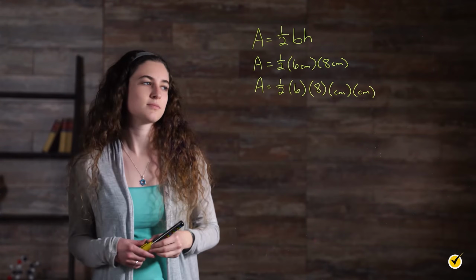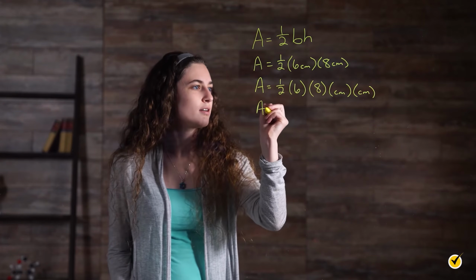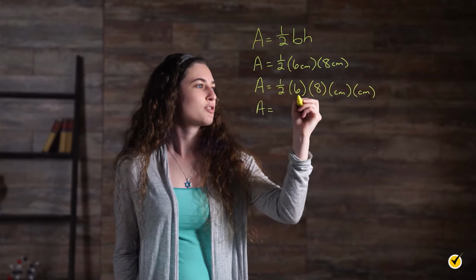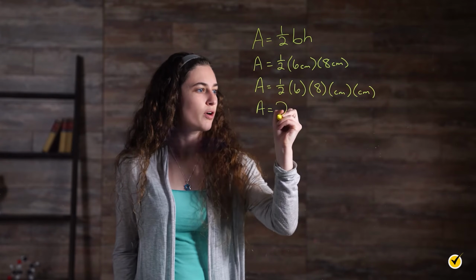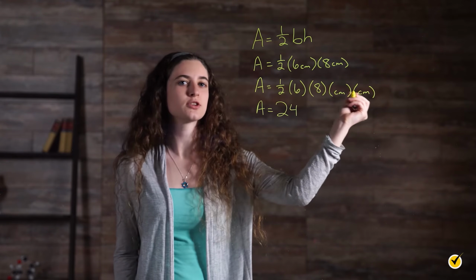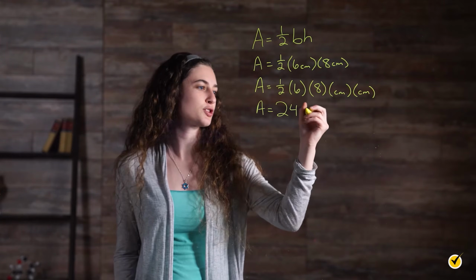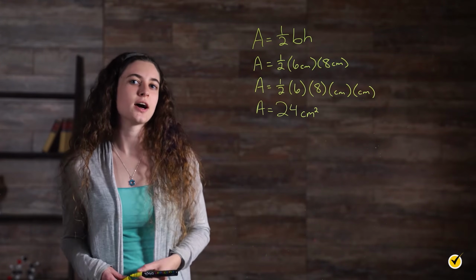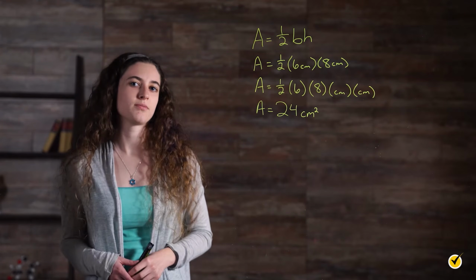Now let's solve this. Area equals 1/2 times 6, which is 3. 3 times 8 gives you 24. And centimeters times centimeters gives you centimeters squared. So we end up with our area as 24 centimeters squared. For area problems, the answer will always be in square units. That's because we're trying to determine how many square centimeters will fit in our triangle.